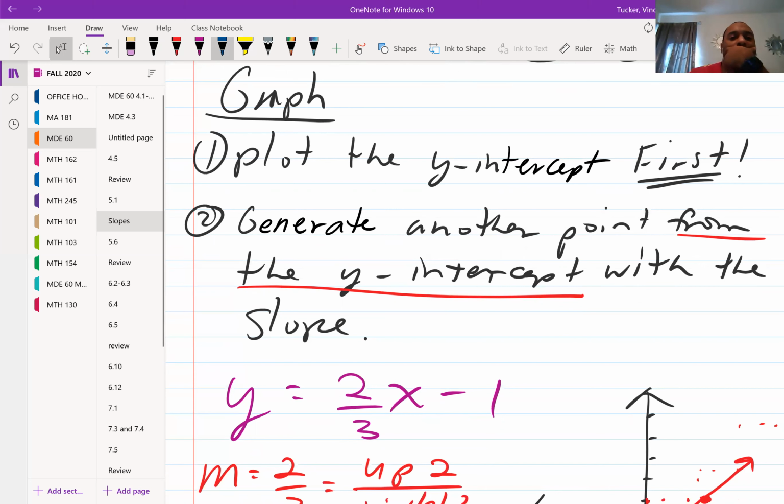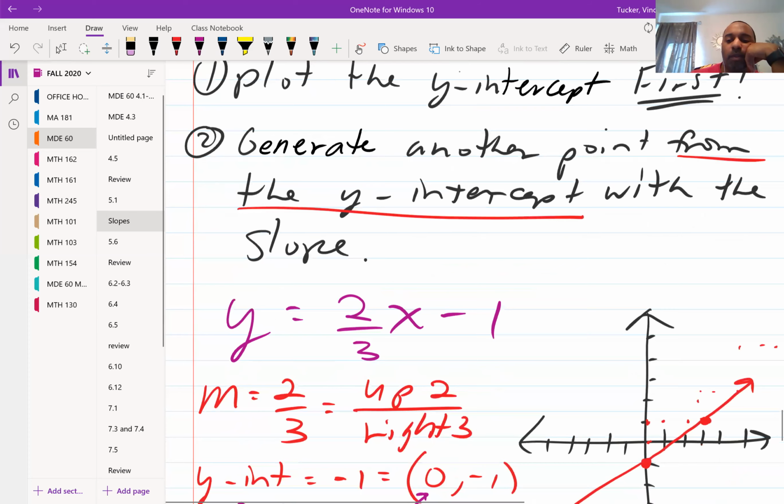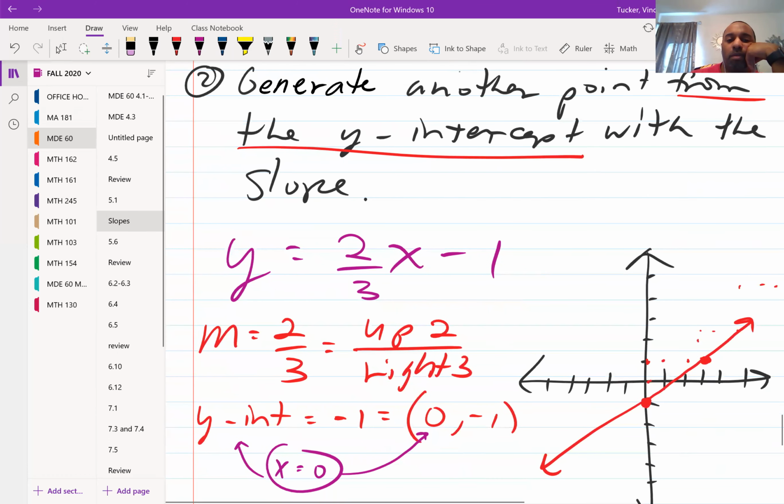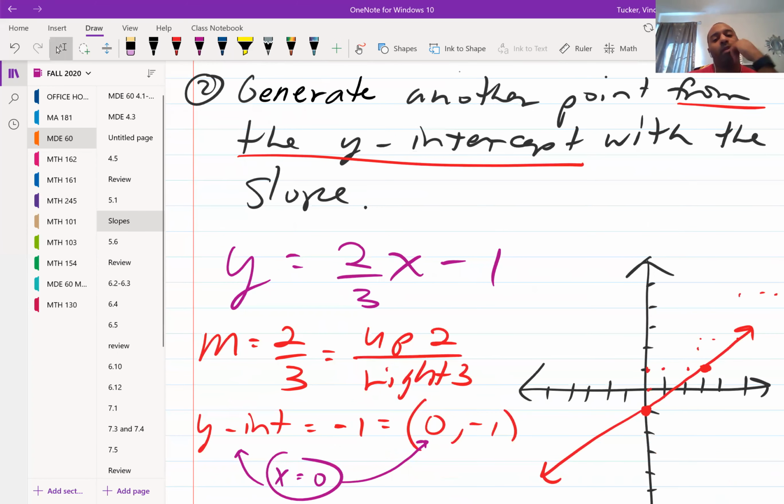All right. So let's look at this equation right here. Y equal to 2/3 x minus 1. Our slope is 2 over 3. Both of them are positive, so they're going to be positive moves. I will go up 2, right 3.